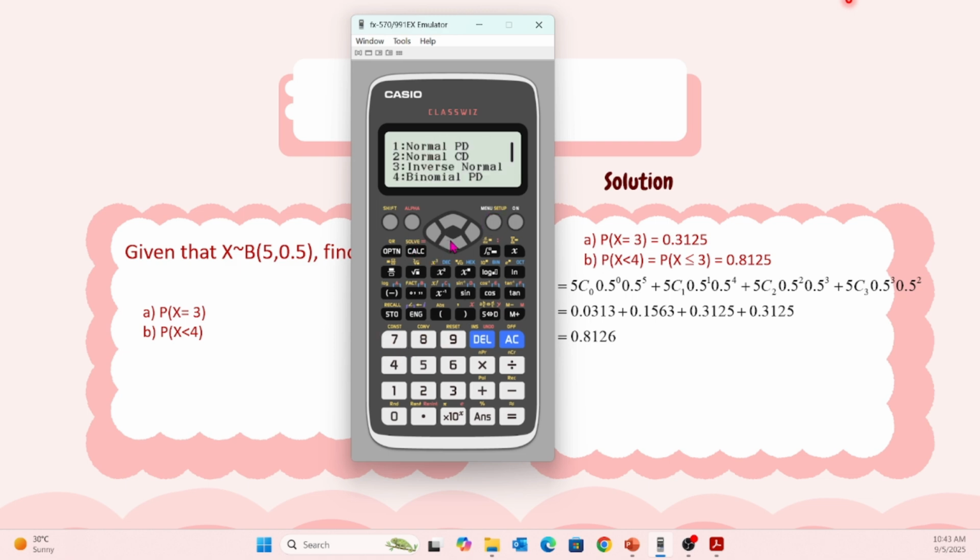Binomial CD, number 1. Variable. The probability of x less than 4 means inclusive of x equals 0, 1, 2, 3. So x will be 3. So this is binomial CD, x is 3, n is 5, p is 0.5. So you get the answer 0.8125 directly instead of calculating manually like this.